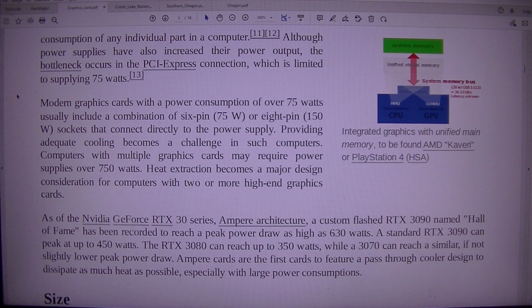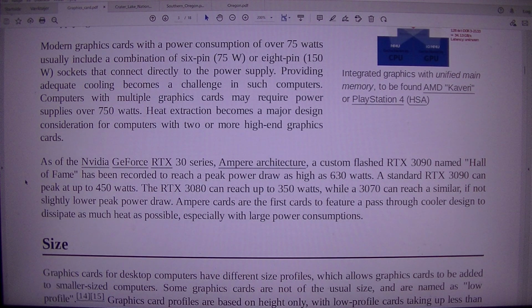Modern graphics cards with a power consumption of over 75 watts usually include a combination of 6-pin, 75W, or 8-pin, 150W, sockets that connect directly to the power supply. Providing adequate cooling becomes a challenge in such computers. Computers with multiple graphics cards may require power supplies over 750 watts. Heat extraction becomes a major design consideration for computers with 2 or more high-end graphics cards.